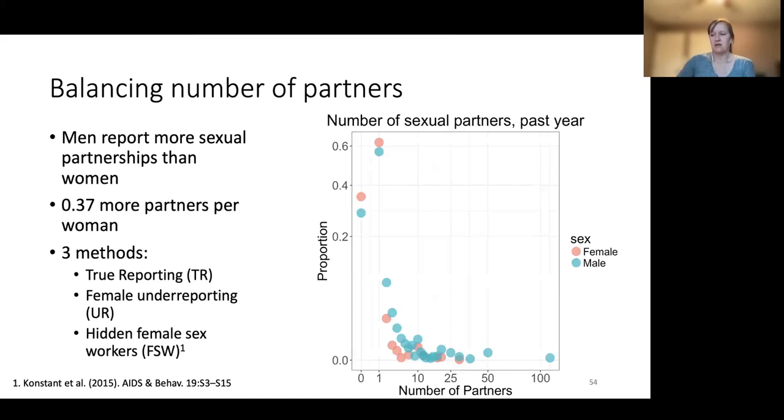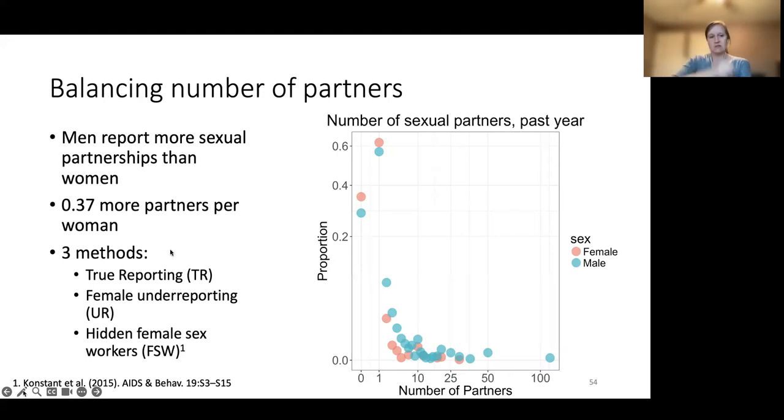One of the questions that we had to address is that men report more sexual partnerships than women do in South Africa in this survey in particular, but pretty much across the board. You can see that this is the degree distribution. We have more women in these red dots who report zero or one partners, and a lot more men reporting two or more partners than women do. On average, this comes out to 0.37 more partners per man, weighted within the national population.